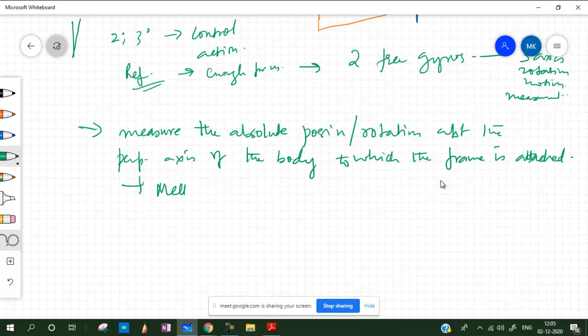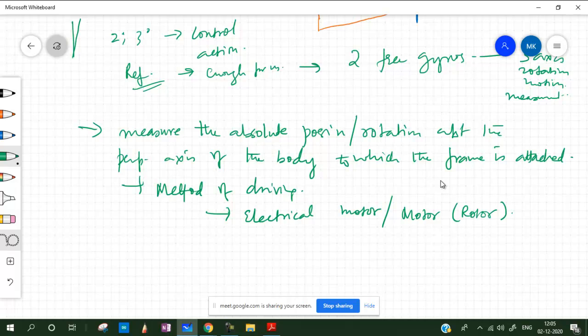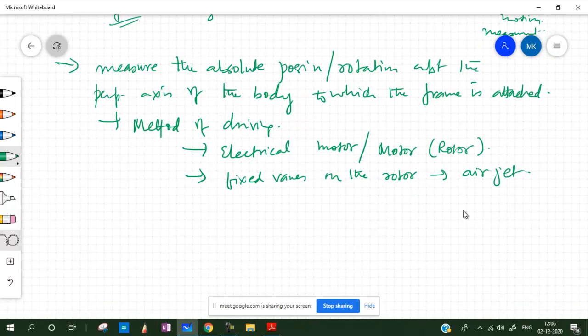इसमें methods of driving the wheel में हमारे पास एक तो इलेक्ट्रिकल है, इसमें मोटर यूज़ कर सकते हैं या डायरेक्ट इसी को मोटर बना सकते हैं एज ए रोटर, और एक स्टेटर लगा सकते हैं, और we generally make use of some fixed vanes on the rotor which can be driven by some air jet. This is also used if you go through some of the websites or the YouTube lecture, some YouTube animations. There are some fixed vane type rotors also.